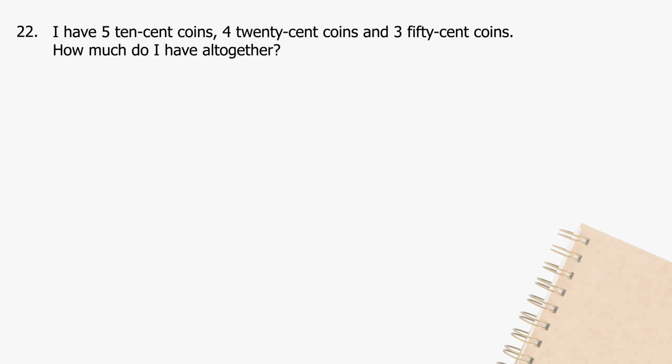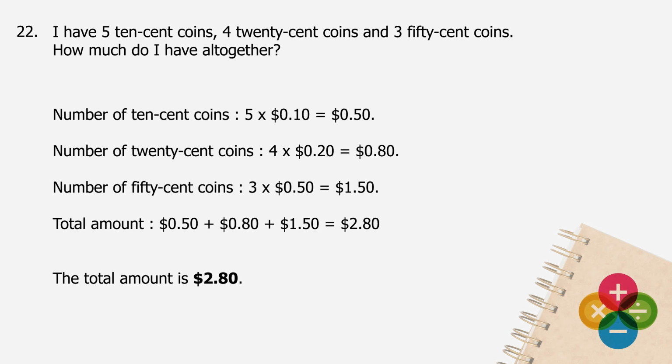Question 22. I have 5 10-cent coins, 4 20-cent coins, and 3 50-cent coins. How much do I have altogether? The number of 10-cent coins will be, multiply 5 by 10 cents, and the product is 50 cents. Number of 20-cent coins will be, multiply 4 by 20 cents, and the product is 80 cents.